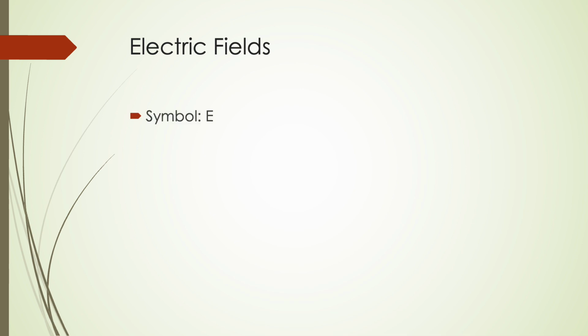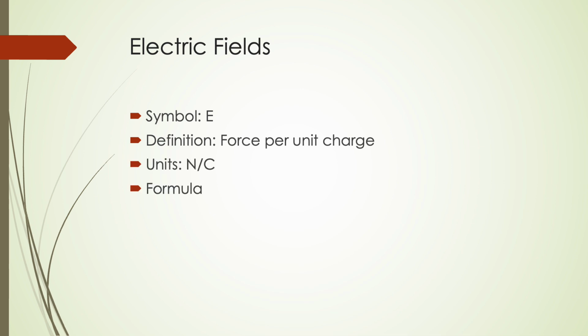So for electric fields, our symbol on our formula sheet is E, and by definition, it is a force per unit charge. Now, if it's force per unit charge, that'd be newtons per coulomb. Now, the formula for this: electric field is equal to the electrostatic force divided by the charge on our test object.